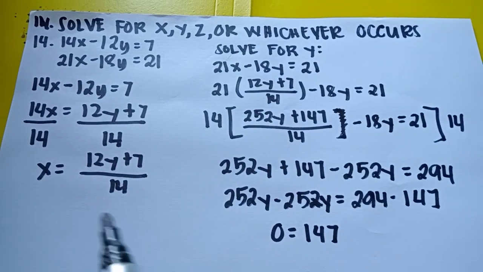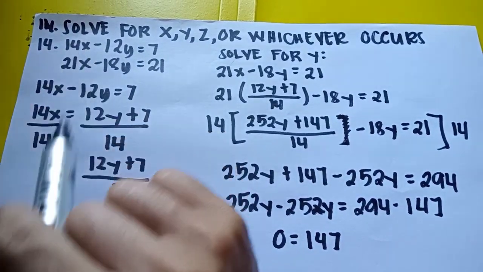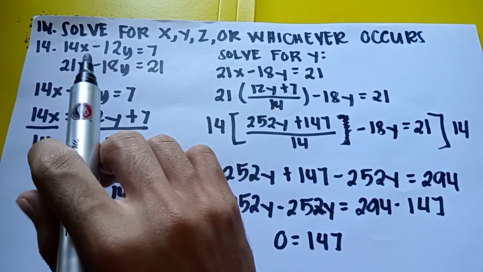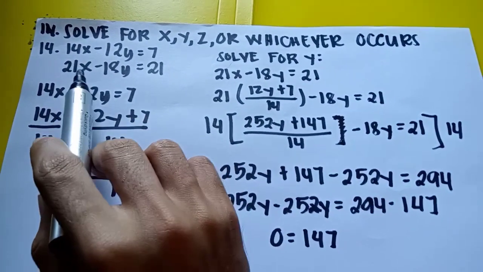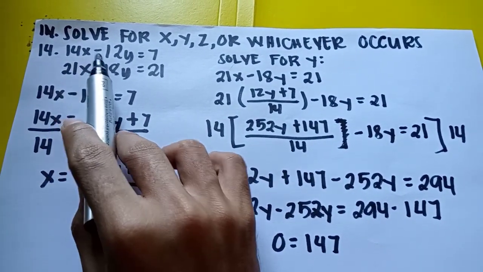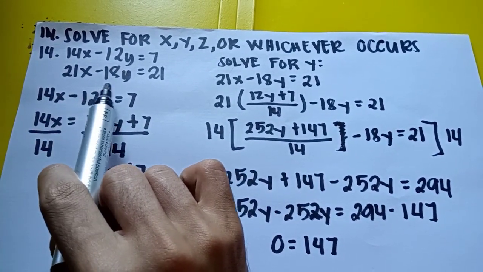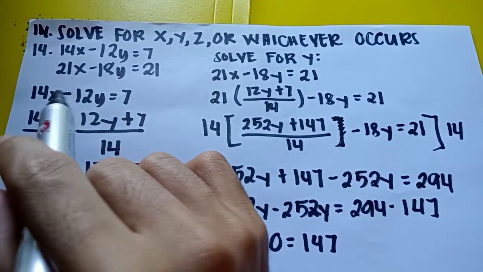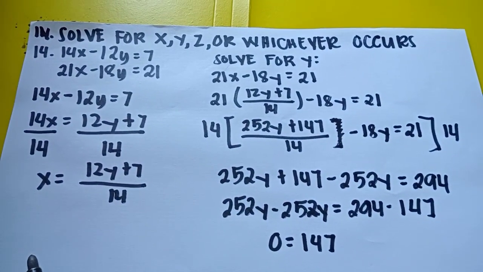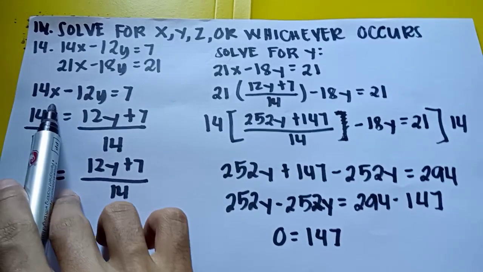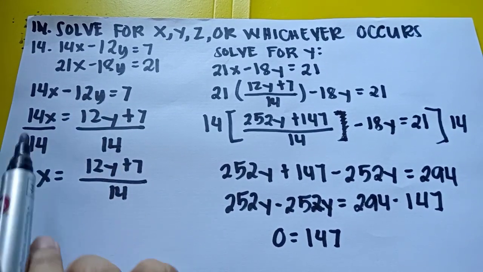Now we're already at part 4 of solving our algebra, and in this part we will solve for x, y, z, or whichever occurs. So in our problem 14 we have these two equations. The first equation is 14x minus 12y equals 7. The second equation is 21x minus 18y equals 21. So the first thing we have to do is to find the initial value. So we'll have 14x minus 12y equals 7.